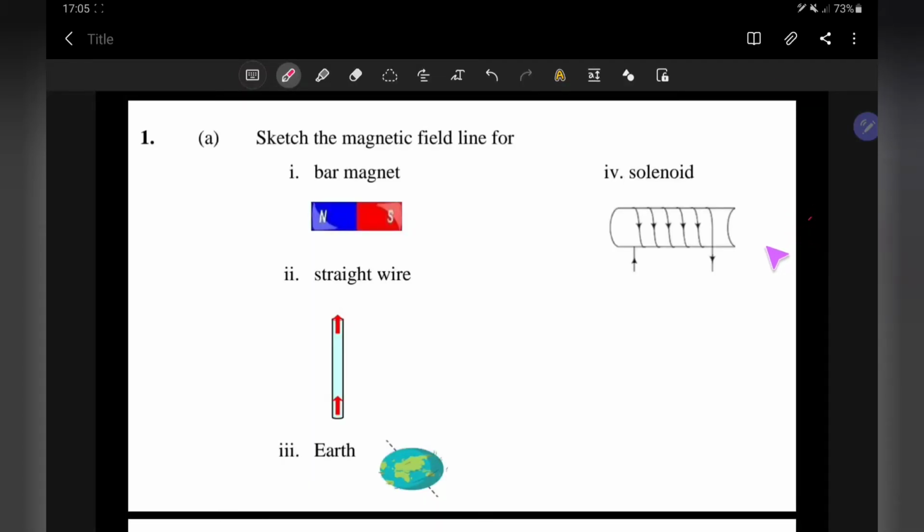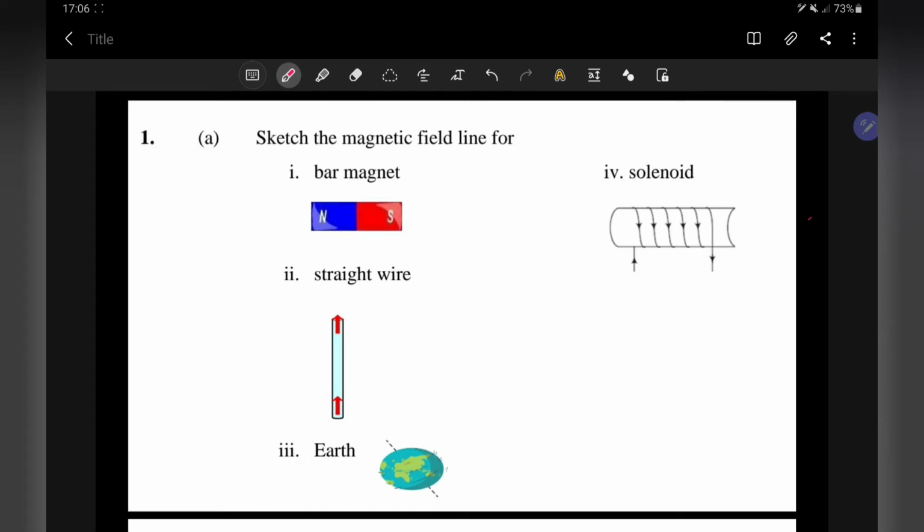Hi, Assalamualaikum. So let's discuss tutorial 4. Alright, let's start with question number 1. The question asks you to sketch the magnetic field lines for four different situations: a magnetic bar, a straight wire carrying a current, the Earth, and a solenoid.